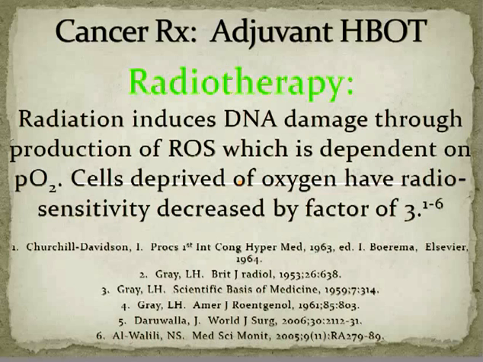Well, how about radiotherapy? What's the effect? What we know is radiation induces DNA damage through production of reactive oxygen species, which is directly dependent on PO2. And when cells are deprived of oxygen, their radiosensitivity decreases by a factor of 3. In other words, it takes 3 times as much radiation to try to kill hypoxic tumor cells. So the best way to treat a cancer is to elevate that PO2 and irradiate them.